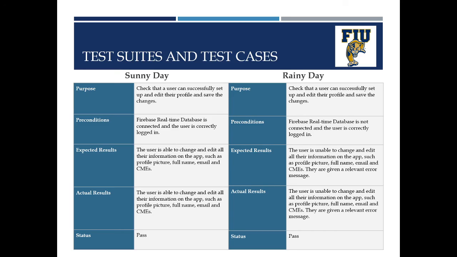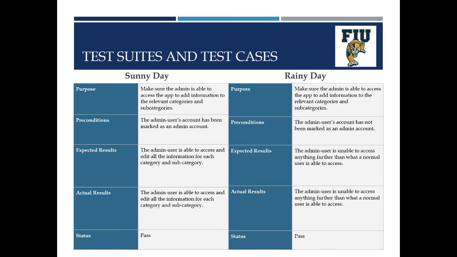And for the sunny day scenario, the user was able to edit every information that they were supposed to be able to edit, while in the rainy day, they're not able to. And they're giving again a relevant error message that will let them know what the issue is, and they can then communicate it to the developers so that the problem can be fixed.